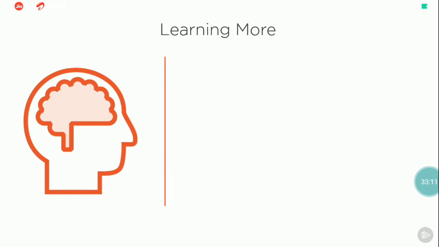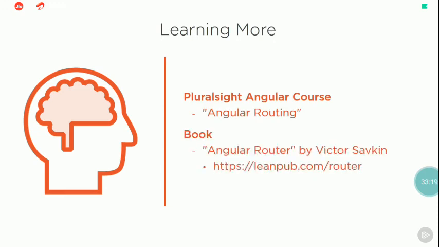If routing is new for you, or if you want to learn more about the many features of routing, check out the Pluralsight course, Angular Routing, or the book, Angular Router, by one of the original members of the Angular team. In this module, we'll take a high-level look at using route parameters to communicate between routed components. For more information on route parameters, including detailed demos, see the Angular Routing course.